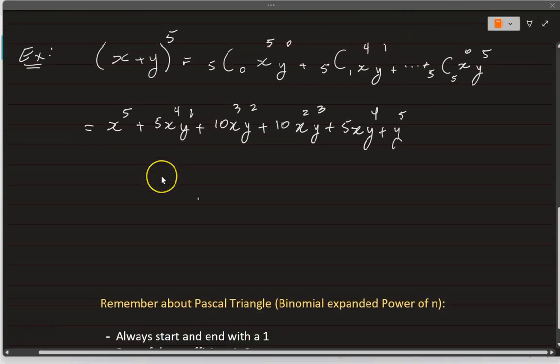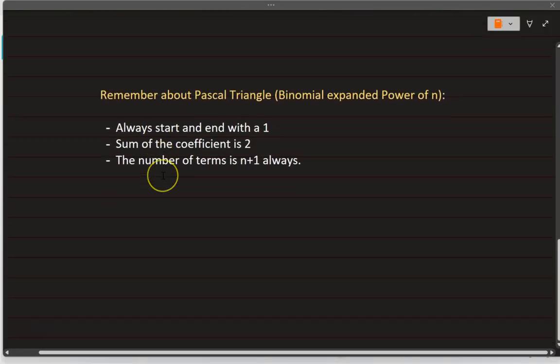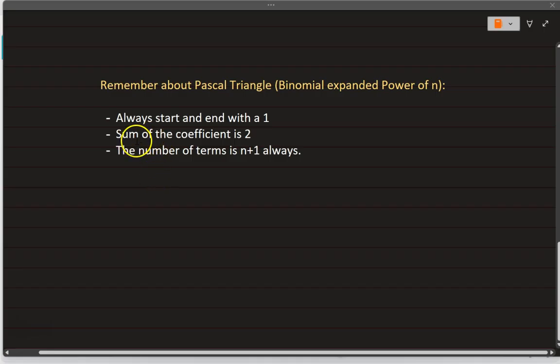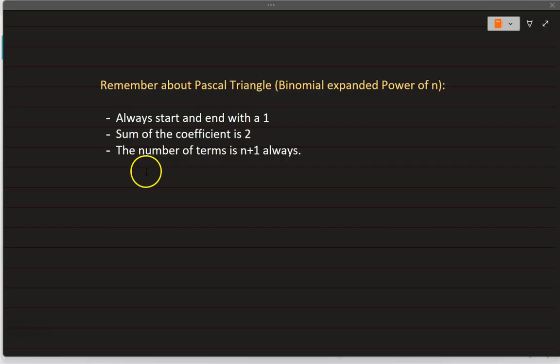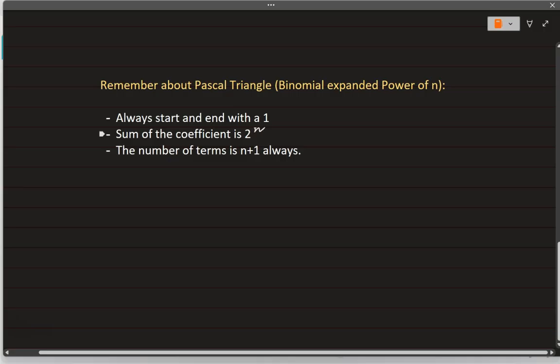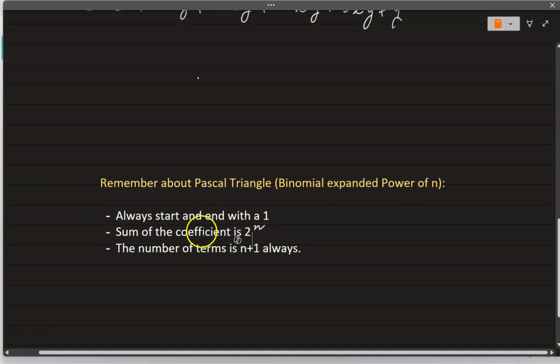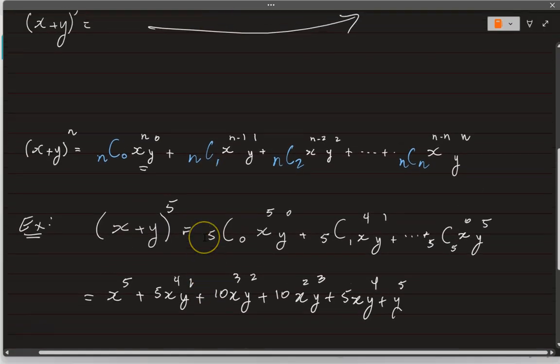But that's basically it. Let's put them all together. Remember that there are three things that you should remember. For the Pascal triangle, a binomial expanded to the power of n always starts and ends with 1. The sum of the coefficients is 2 to the n. This should say 2 to the n. And it is true, it is always 2 to the n, the sum of the coefficients.